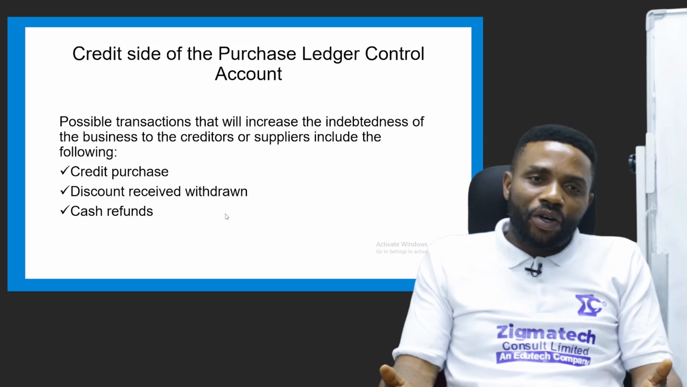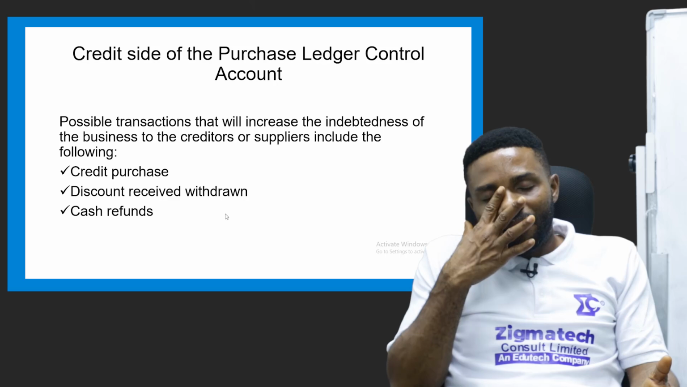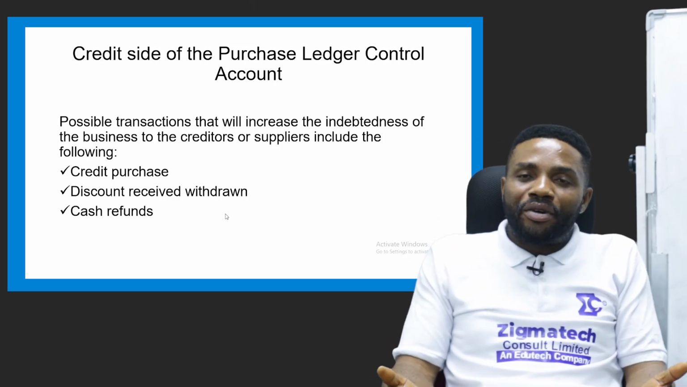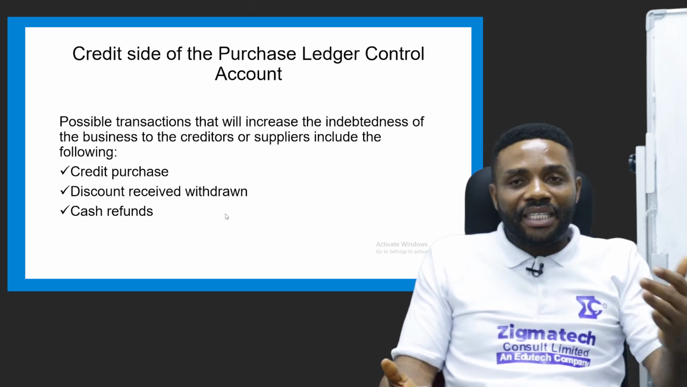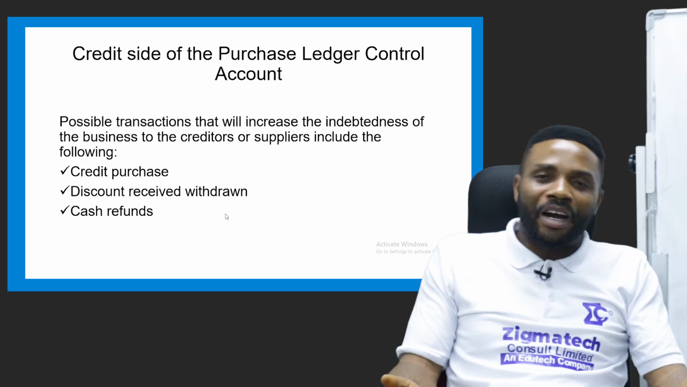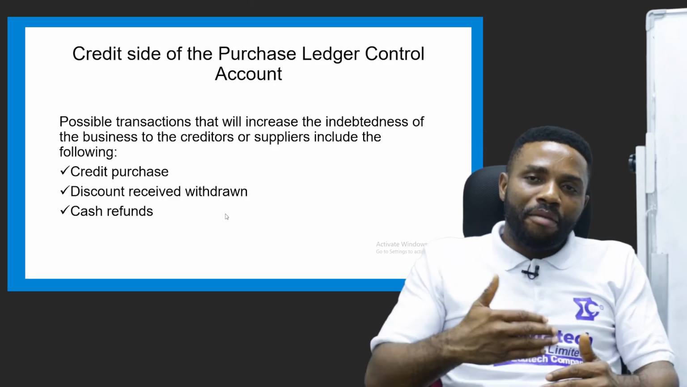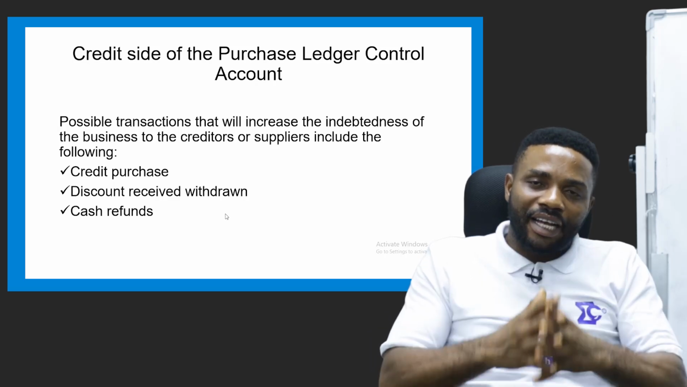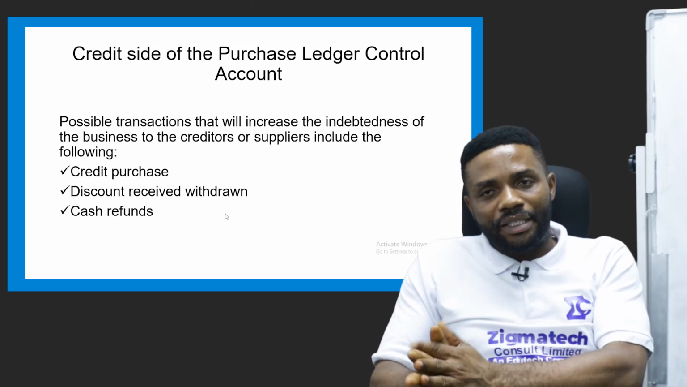Last week, we bought on credit 100 bags of cement, 1 million. And then this week, we are also buying on credit 50 bags, 500,000. What has happened? Our debt has increased from 1 million to 1.5 million. That is it. So the more you buy on credit, the more your indebtedness increases. And every credit purchase must be on the credit side.